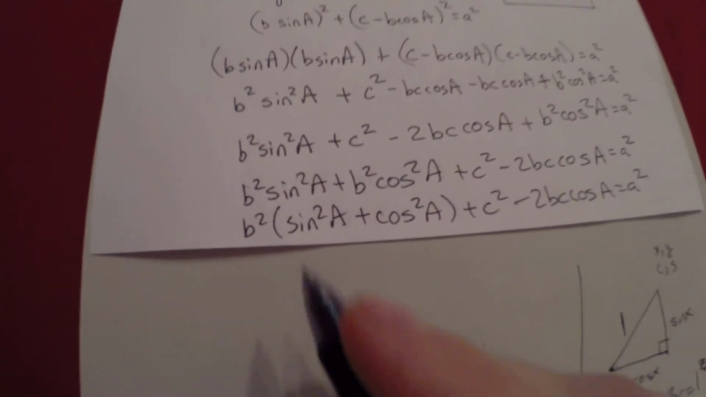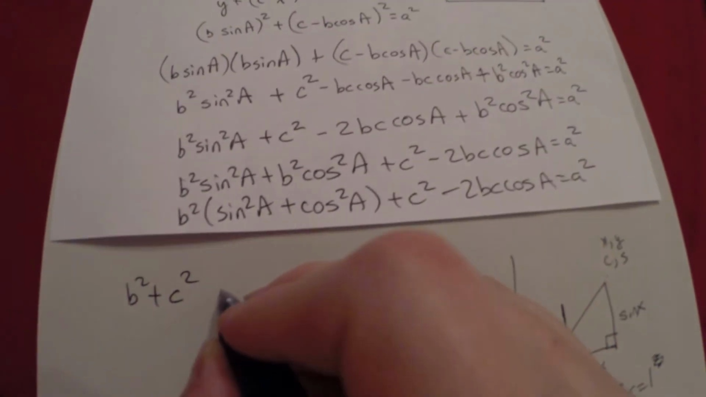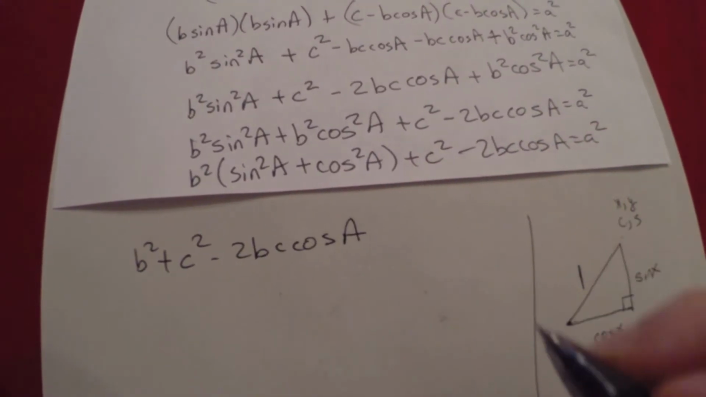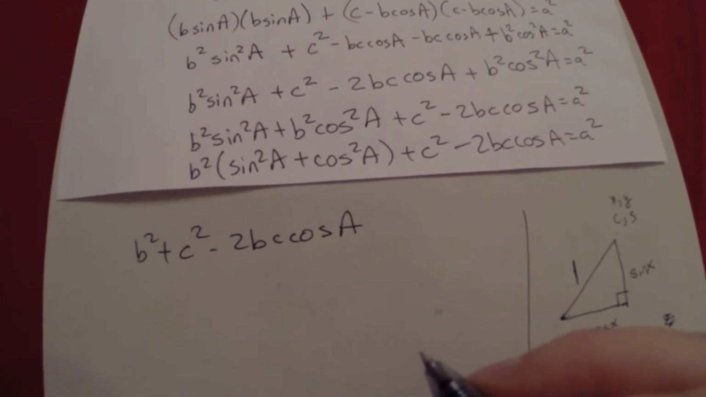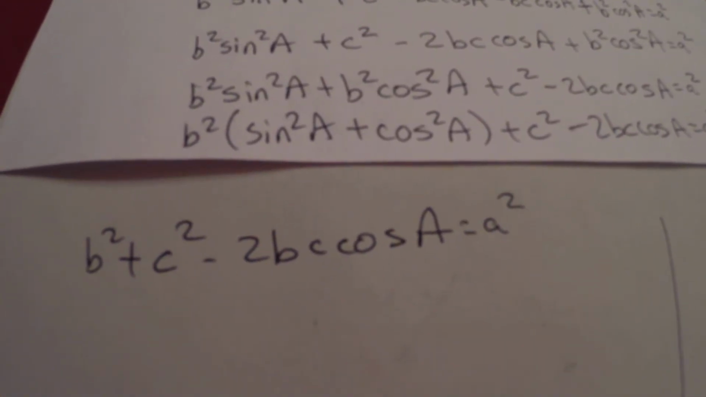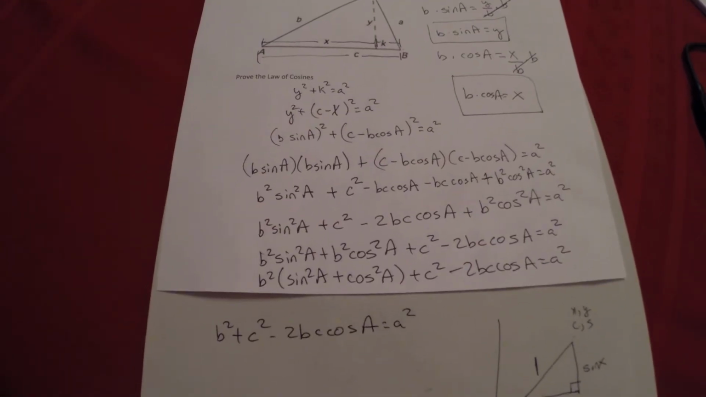All right, cool. So now we know that this is 1. I can just rewrite this as b squared plus c squared minus 2bc cosine A is equal to A squared. And that, my friends, is the proof of the law of cosines. So let me blow it up here. Okay, so that's what it is.